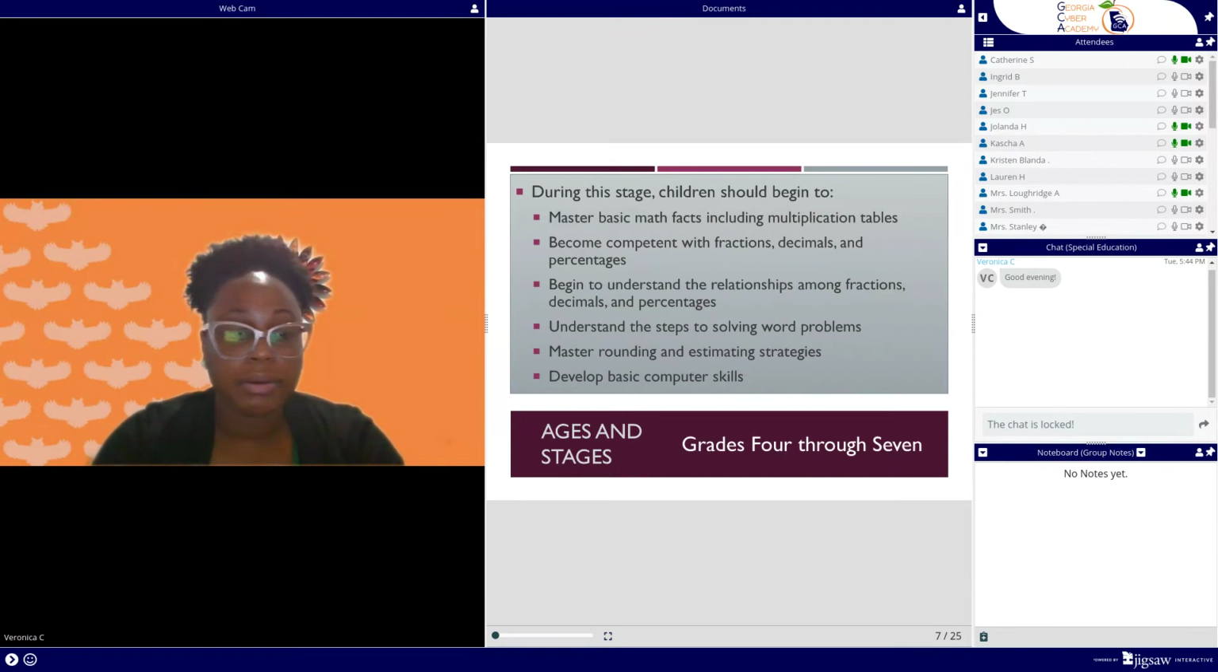Right, when we look at students in grades 4 through 7, again, it's just continuing to build. So we have a better understanding of multiplication. We're competent with more complex things such as fractions and decimals and percentages. We're beginning to understand the relationship among fractions, decimals, and percentages, moving our understanding to solving word problems, looking at rounding and estimating strategies, and developing basic computer skills.